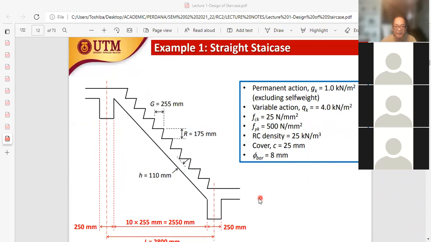Okay. And from the schematic shown di sini, there are several information that we can extract. Okay. Pertama sekali, again, it clearly shows that there is a beam supporting this staircase, and the beam is located di sini. Okay. This is the beam.